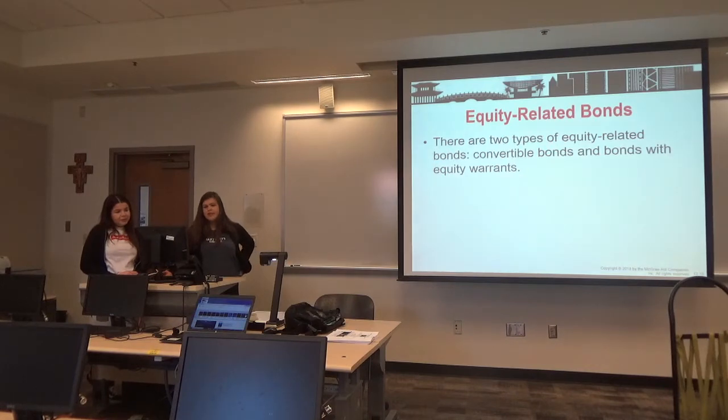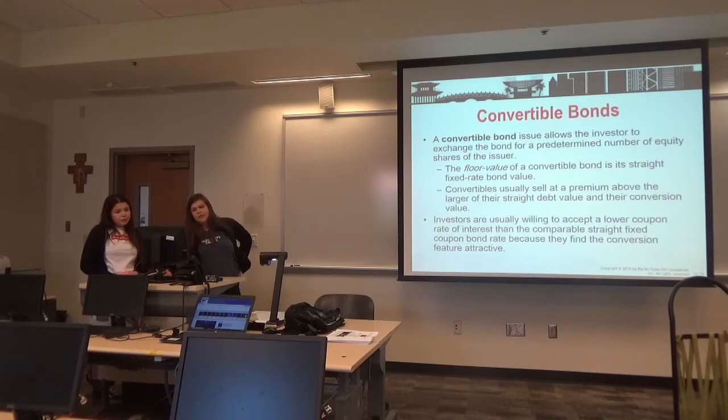There are 2 types of equity-related bonds, such as the convertible bonds and bonds with equity warrants. The convertible bonds allow the investors to exchange the bond for a predetermined number of equity shares of the issuer. The floor value of a convertible bond is its straight fixed rate bond value, and convertibles usually sell at a premium above the larger of their straight debt value and their conversion value.